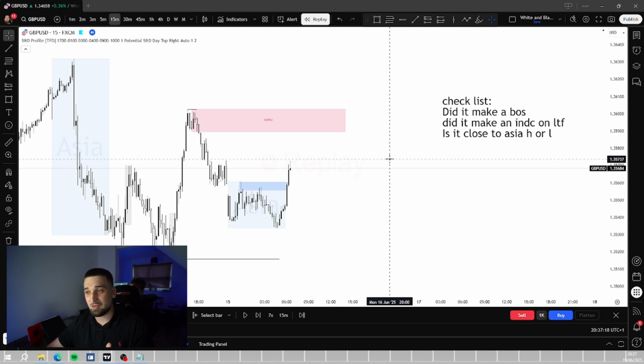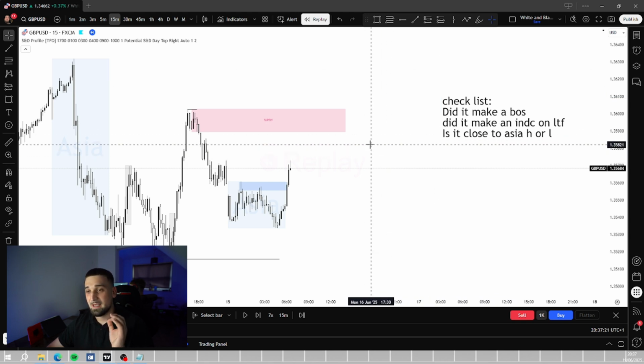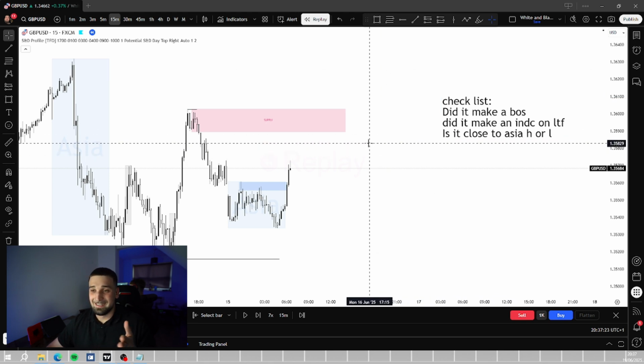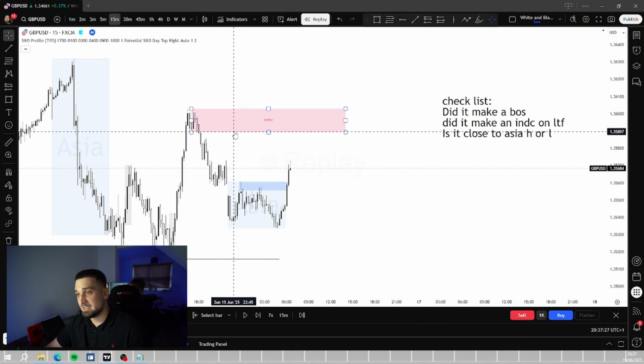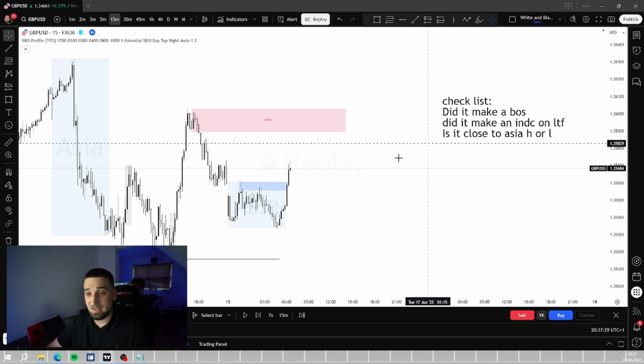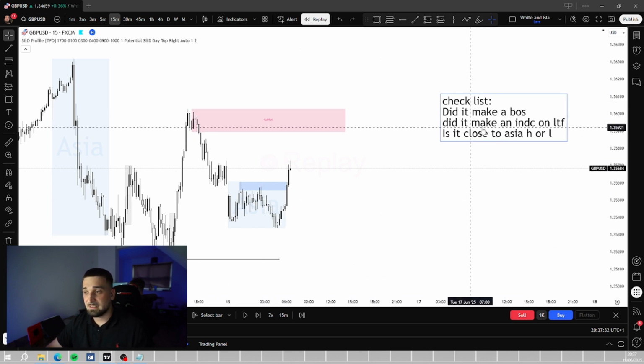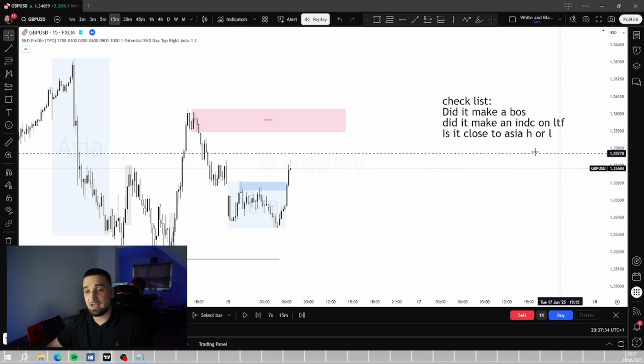So this is like my 3-step checklist. I kind of try to look for smart money traps. And this, in my opinion, does look exactly like a smart money trap. So it's matching up this checklist. Did it make a break of structure? No, it did not. Did it have an inducement on the lower time frame? No, it did not.